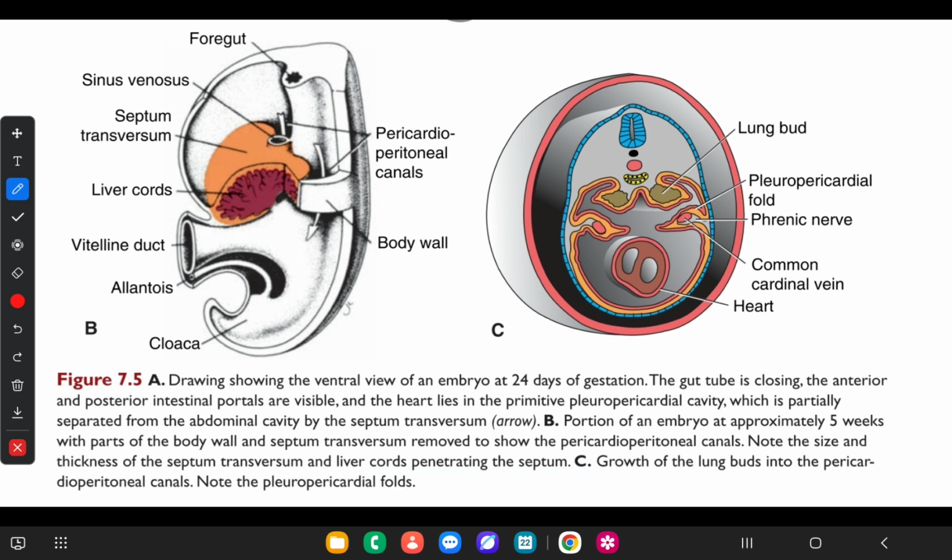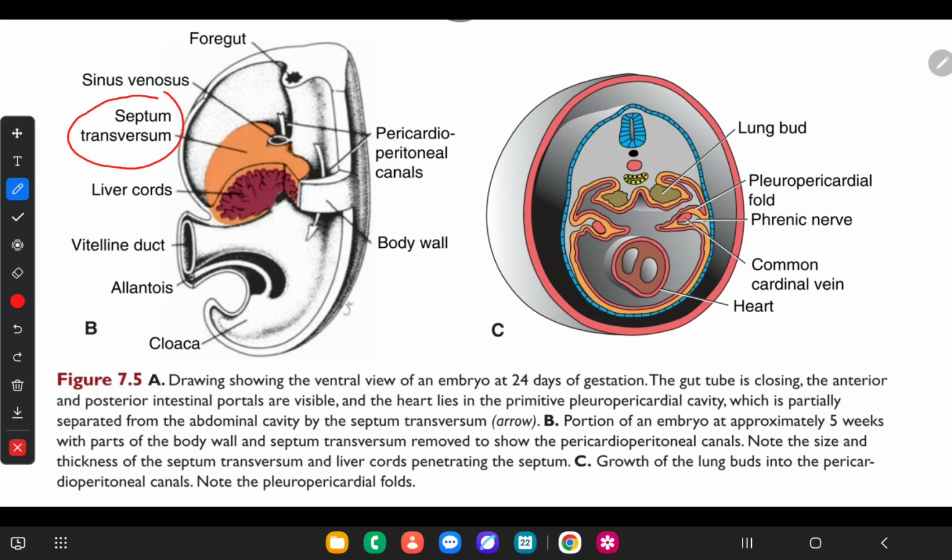From this video, I will discuss the formation of the thoracic cavity and the diaphragm. So before going into detail, first I will explain what the septum transversum is. In this diagram, look at the first picture. You can see this orange one is the septum transversum.